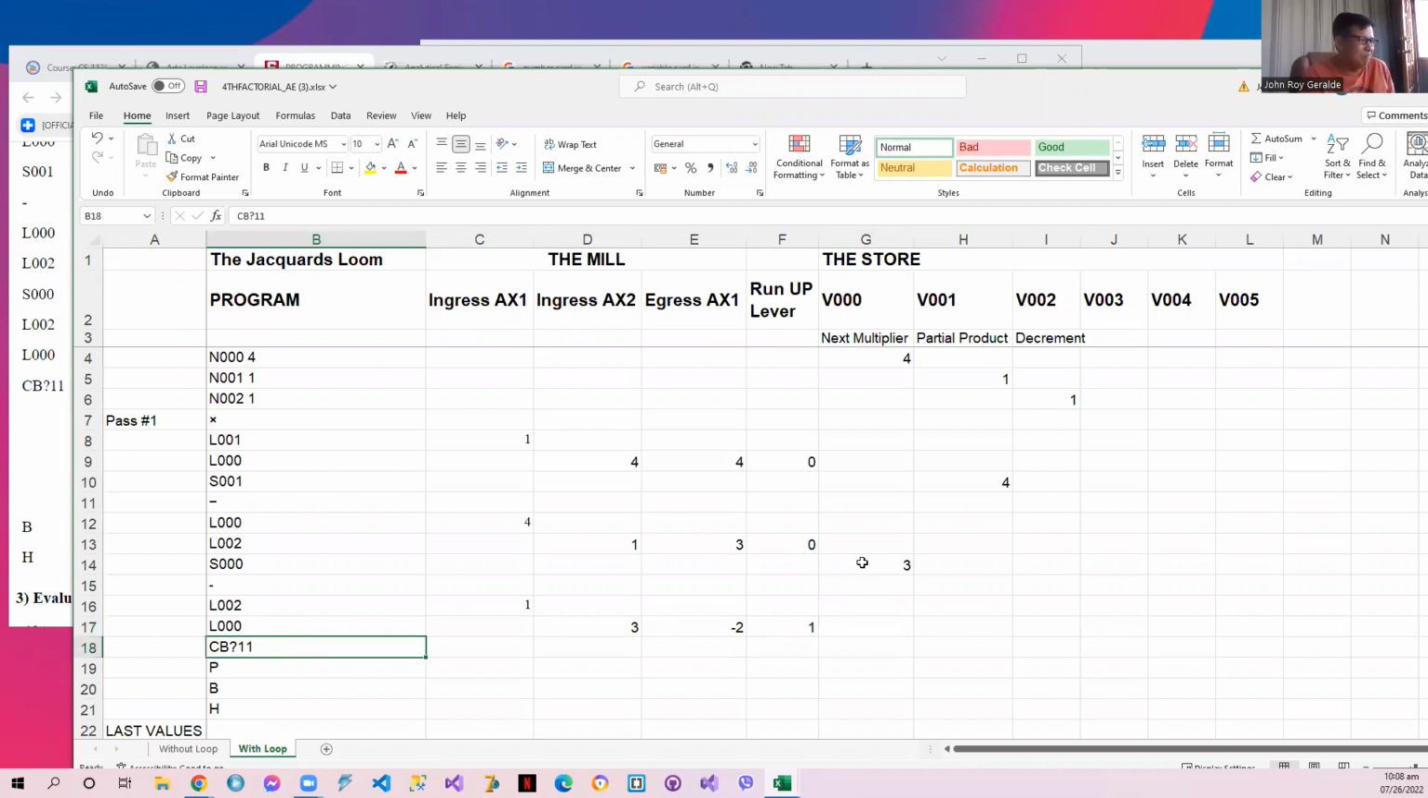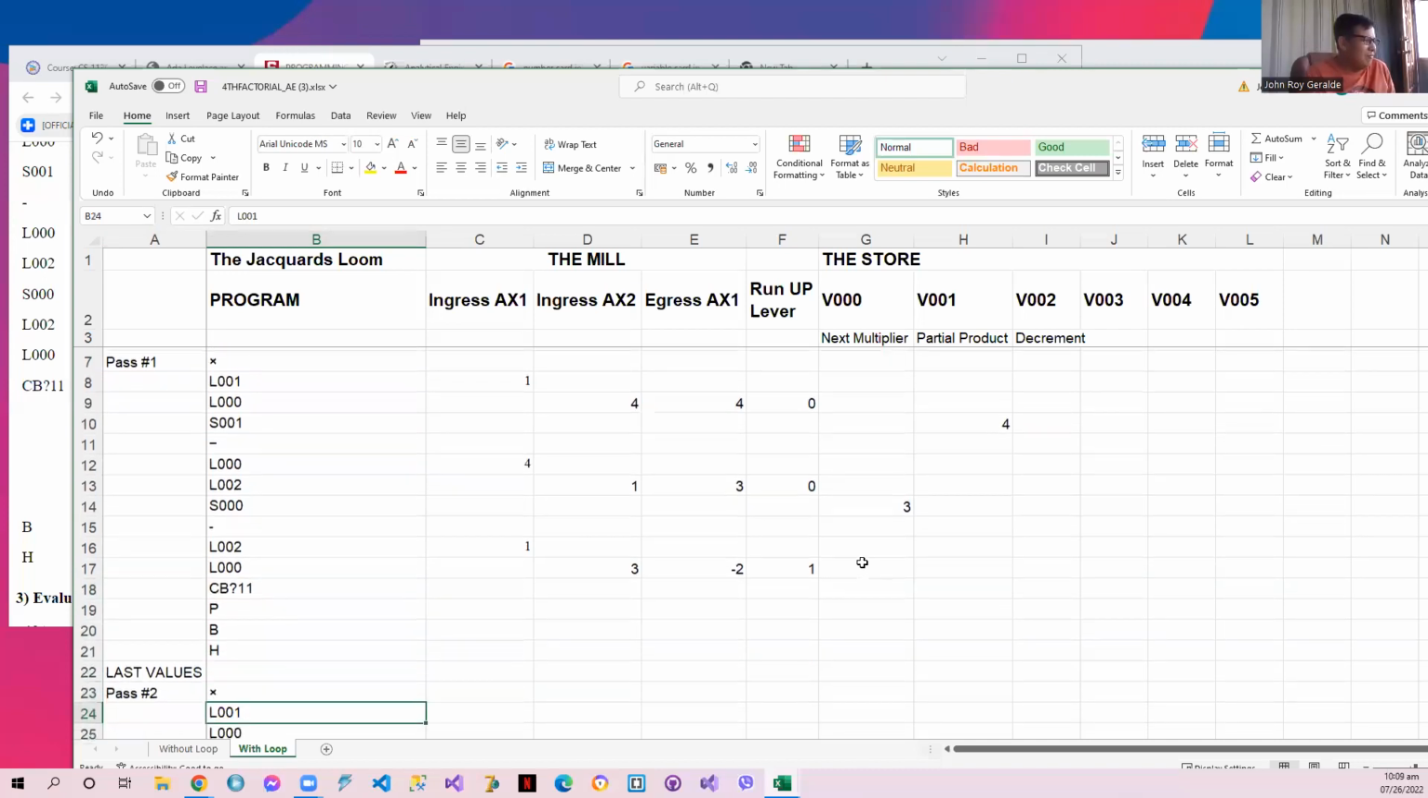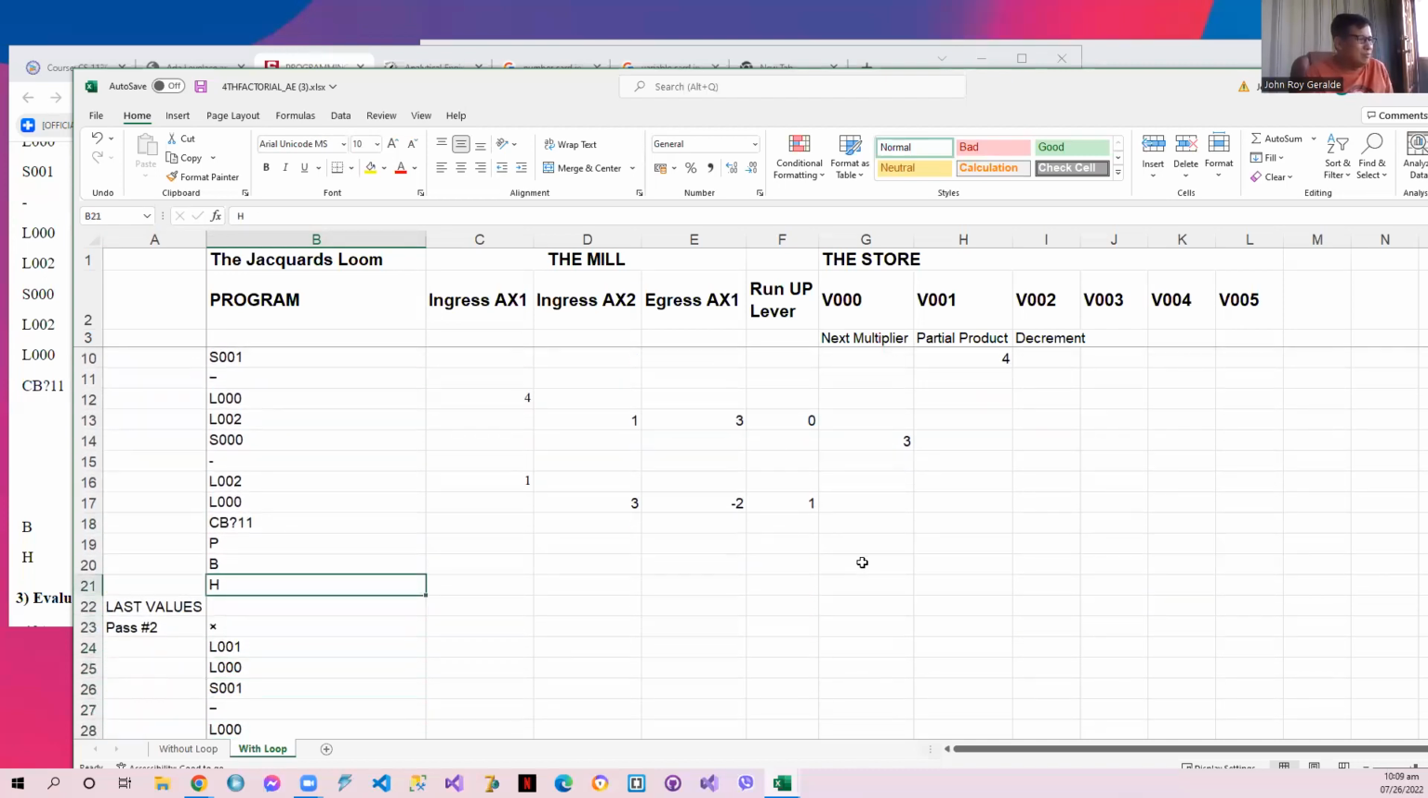How many steps will it go back? 11. 1, 2, 3, 4, 5, 6, 7, 8, 9, 10, 11. It goes up to here. This is the head of the loop. This is the tail of the loop. Do you follow? Okay? So it will go back. So we'll have a second pass of the loop. Let's write the last values so that we don't have to scroll up. This is a 3, this is a 4, this is a 1, right?